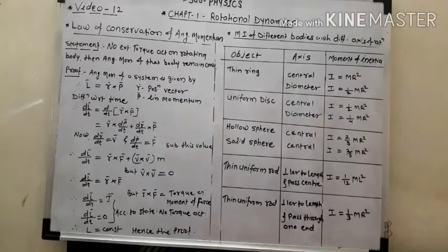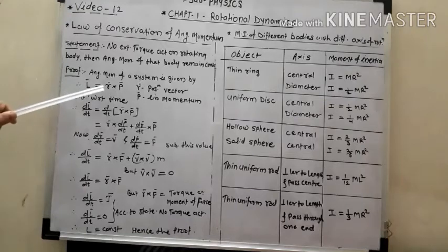Therefore, we have to see here the proof. We know that the angular momentum of the system is given by the formula L bar is equal to R bar cross P bar in vector form. What is R bar? R bar is the position vector from the axis, and P bar is nothing but the linear momentum. You have to differentiate between the linear and the angular momentum. Here P is the linear momentum and L is the angular momentum. L bar is equal to R bar cross P bar, where R is the position vector and P bar is the linear momentum.